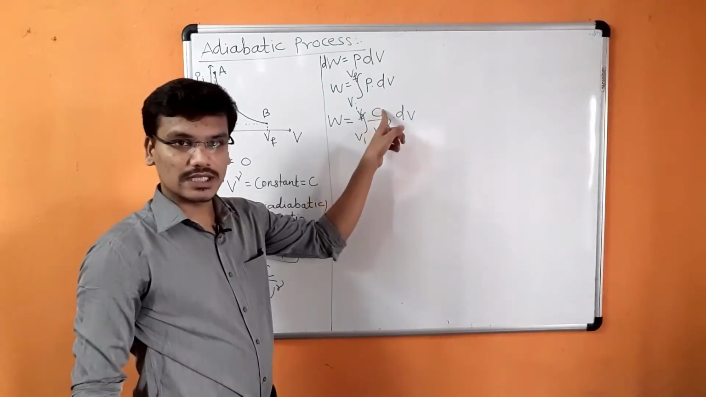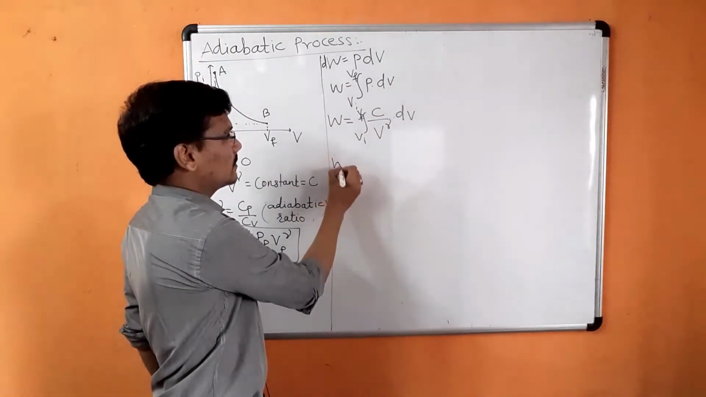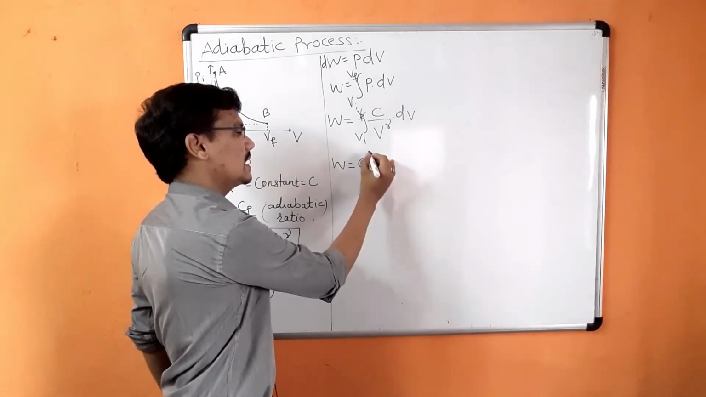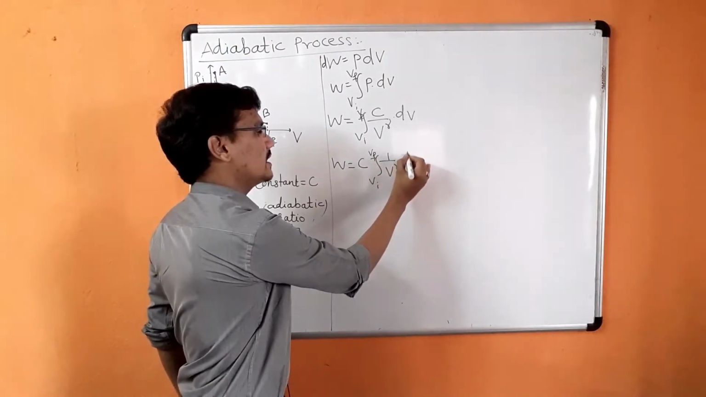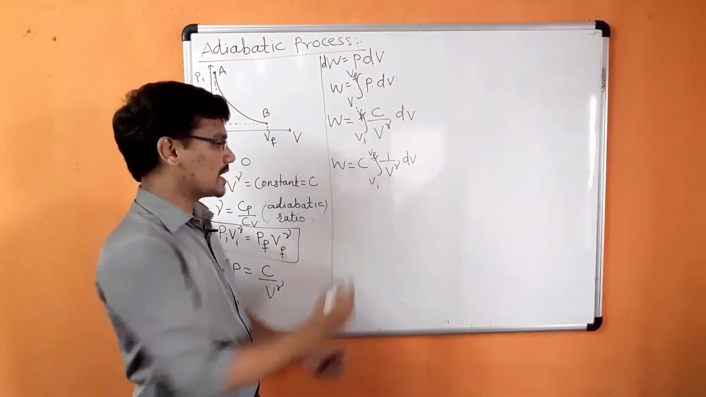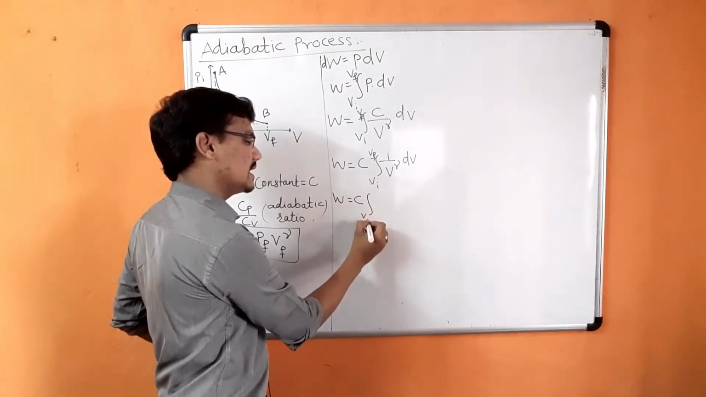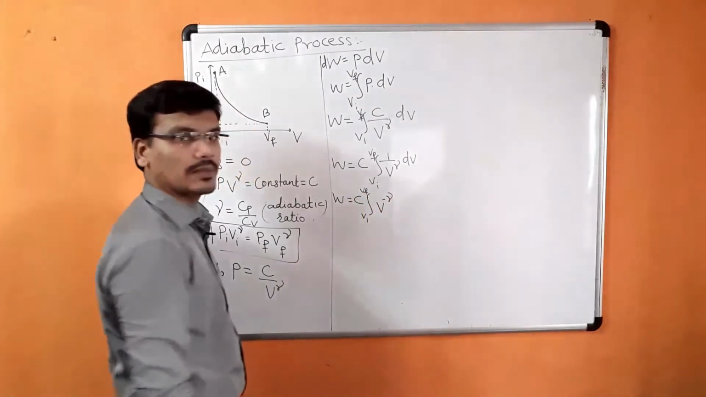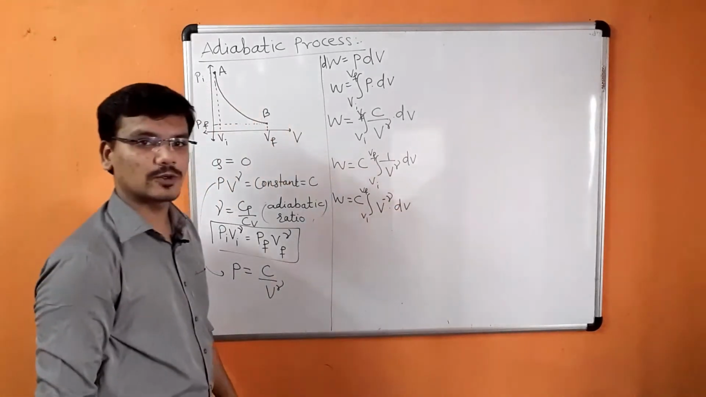C is constant, therefore taking it outside of the integration, W equals C times the integration from Vi to Vf of 1 upon V raised to gamma into dV. Now W equals C integration Vi to Vf of V raised to minus gamma into dV.